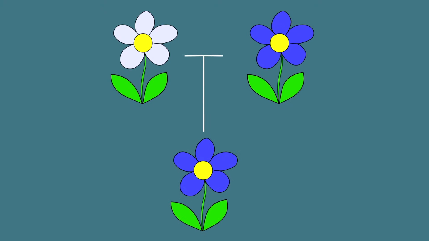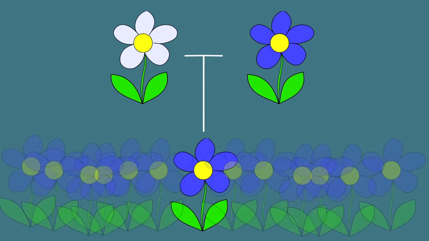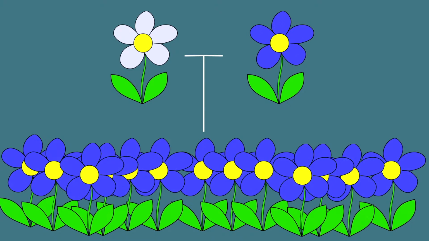If a dominant trait is paired with a recessive trait, the dominant trait will always win. Only if a recessive trait pairs with another recessive trait do you see it show up in an organism.